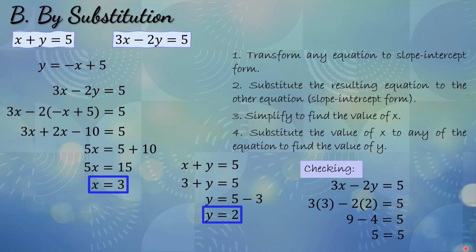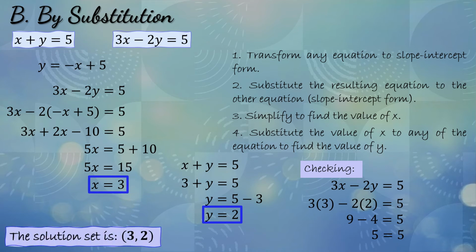And then 9 minus 4 is 5. Therefore, 5 is equal to 5. Nagtulad yung dalawang constant sa left and right side of the equation. Therefore, tama ang value na nakuha natin para sa x at y. So, the solution set is 3, 2.